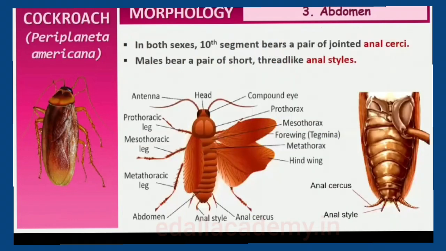Males bear a pair of short, thread-like anal styles which are absent in females. In both sexes, the 10th segment bears a pair of jointed filamentous structures called anal cerci.